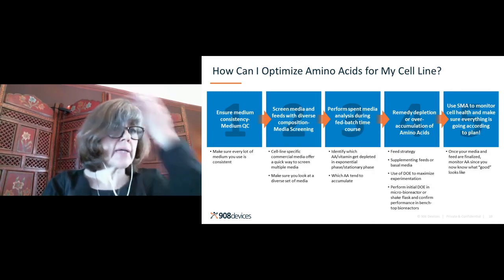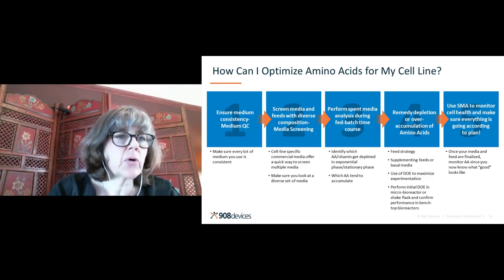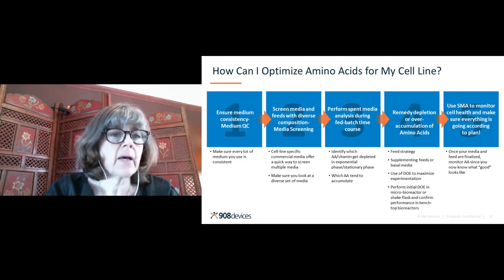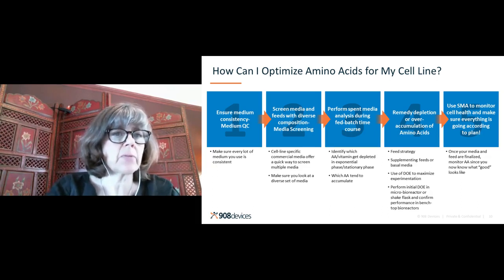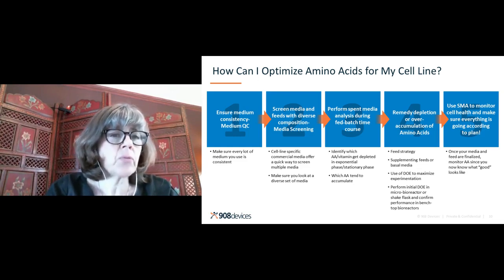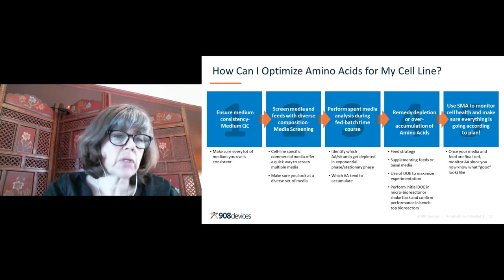So how can you optimize the amino acids for your cell line? A typical process would be to first ensure that you have medium consistency and do a medium QC. If you are getting your medium from a media vendor, for example, or ordering custom media, making sure every lot is consistent is key. And sometimes you may find that it's not always. So checking amino acids and vitamins in your cell culture medium is one way to do that. If you're developing a new process, you want to screen many media and feeds with diverse composition. Cell line specific commercial media offer a quick way to screen multiple media.